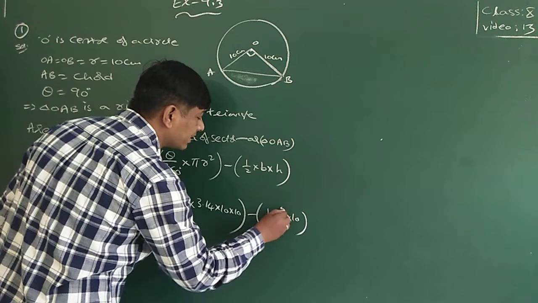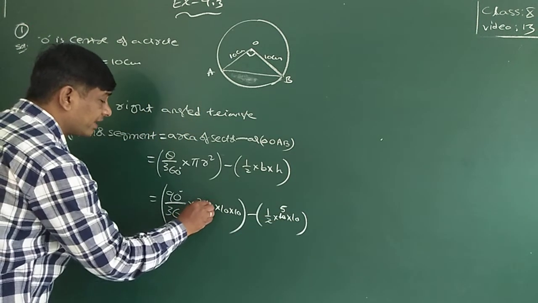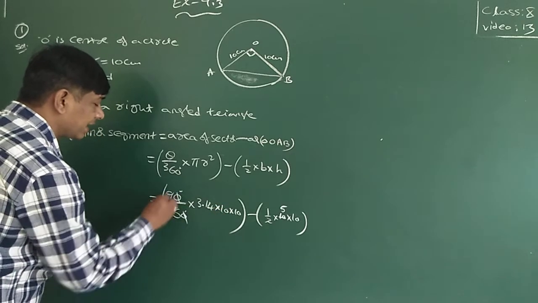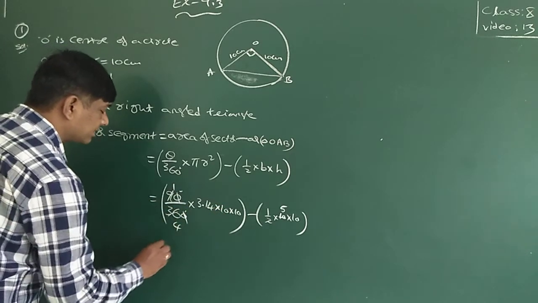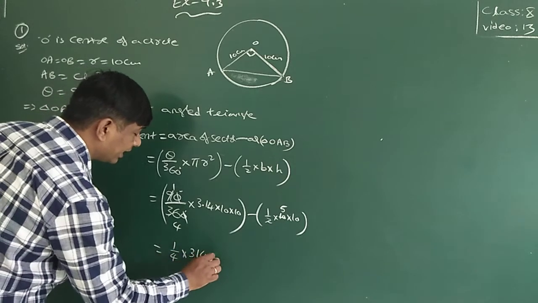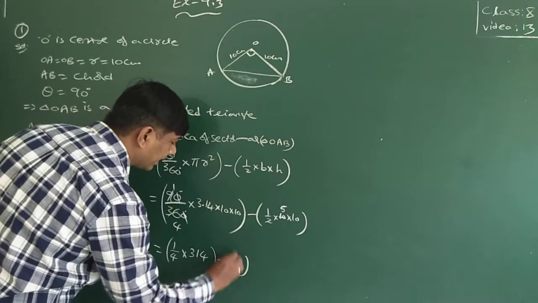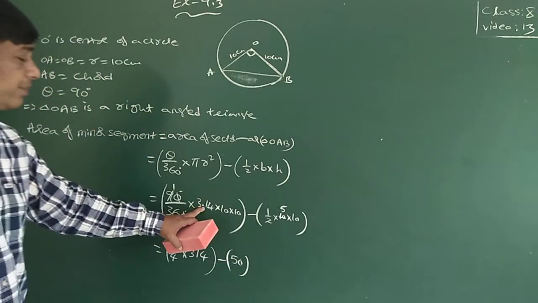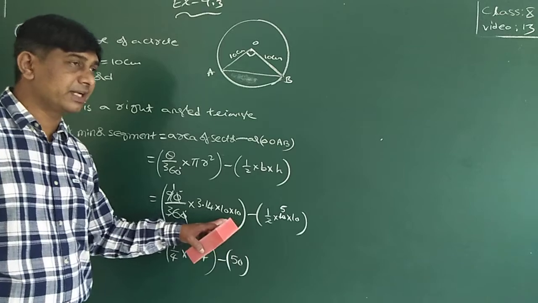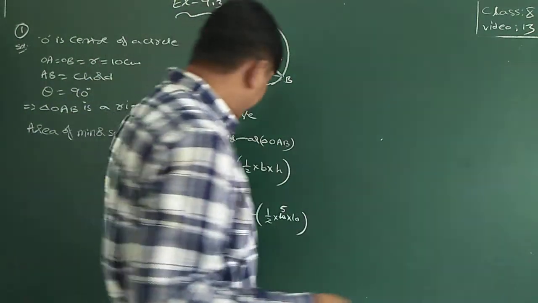2 ones are 2, 2 fives are 10. After the decimal point in 3.14 there are 2 digits, and in 10 into 10 there are 2 zeros, so the 2 zeros cancel and the decimal part comes into the integral part. 9 ones are 9, 9 fours are 36. That is equal to 1 by 4 into 314, minus 5 tens are 50. How did I get 314? After the point there are 2 digits, and 10 into 10 has 2 zeros, so they cancel.